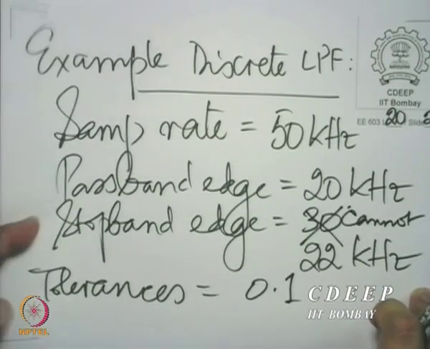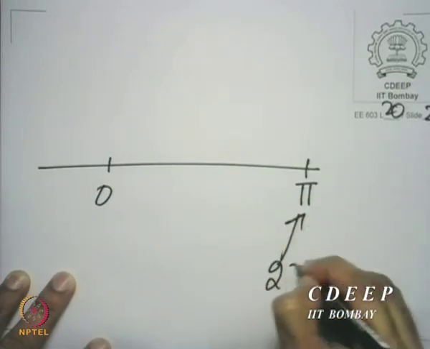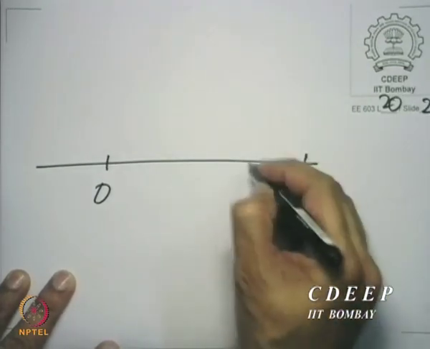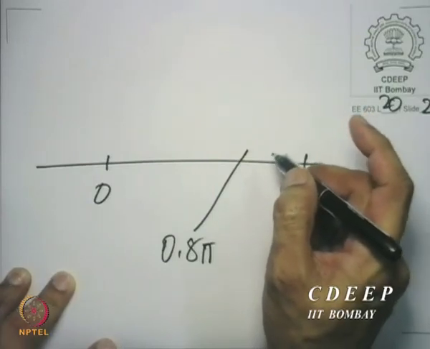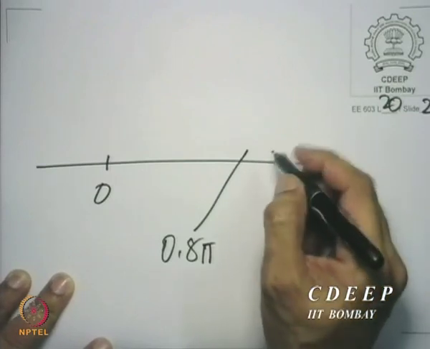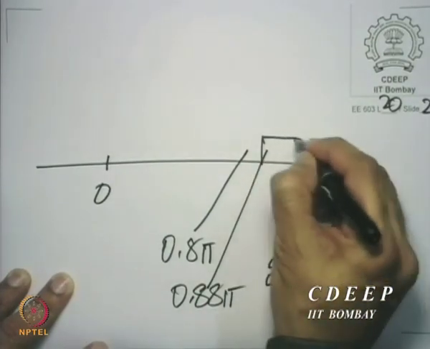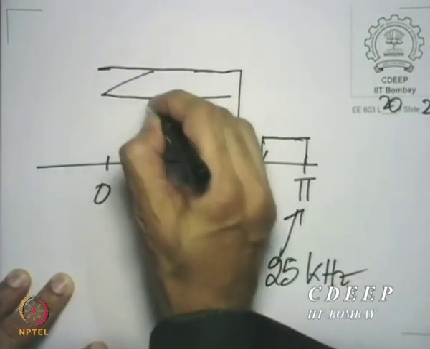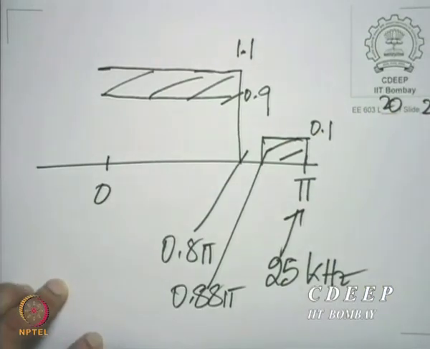So what we are saying in effect is that we want this kind of a frequency response. Of course, I am showing only the positive side. Now, you see pi corresponds to 25 kilohertz, since the sampling rate is 50 kilohertz. And therefore, 20 kilohertz would essentially be 4 by 5 times pi, or 0.8 times pi. This is the pass band edge. And 22 kilohertz is 22 divided by 25. That is 0.88 pi. And therefore, you have a stop band going from 0.88 pi to pi, and a pass band going all the way from 0 to 0.8 pi. And of course, you are allowing the response to vary between 1.1 and 0.9 here, and from 0 to 0.1 there. This is the response that you want to realize.